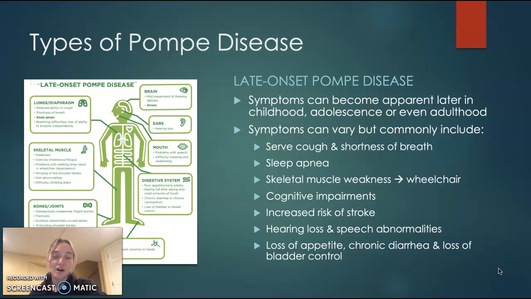Patients often have a severe cough and shortness of breath, maybe have the inability to breathe independently or be dependent on oxygen as well. We see sleep apnea, and skeletal muscle weakness as well, same as with infant onset. And if not treated or diagnosed properly, many patients will be bound to a wheelchair. Cognitive impairments and increased risk of a stroke are due to the effects of that toxic level of glycogen in the brain. Hearing loss and speech abnormalities, similar to infantile onset, we see that enlarged tongue.